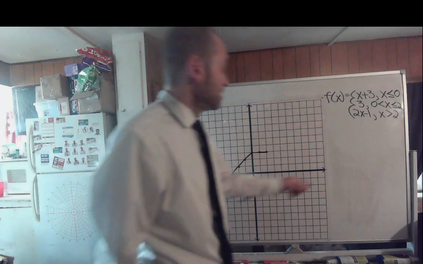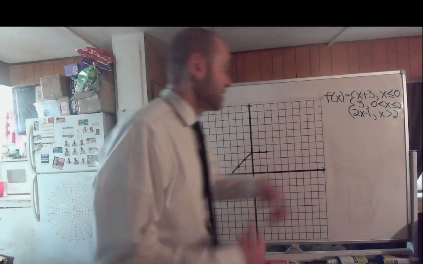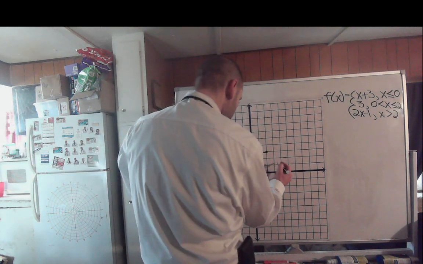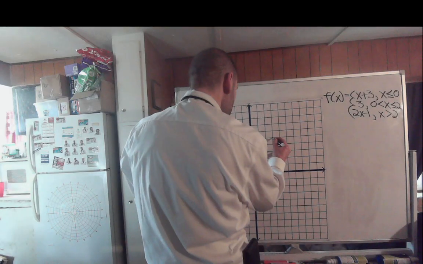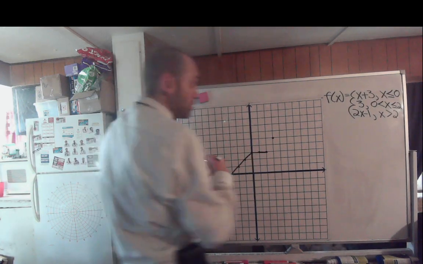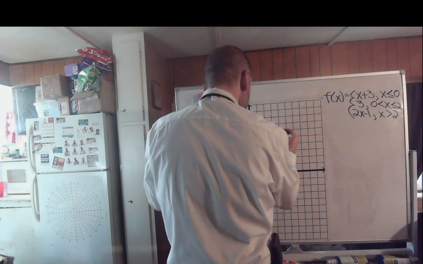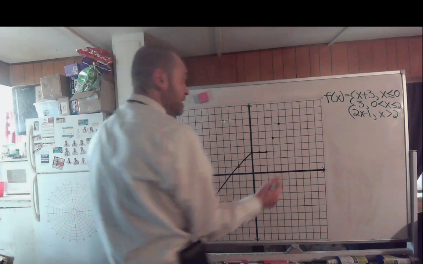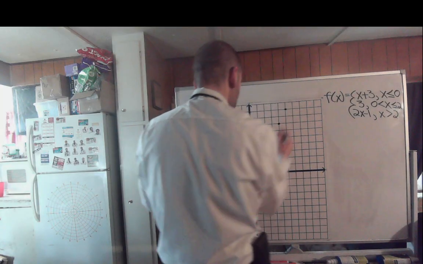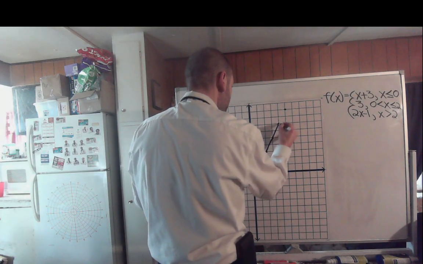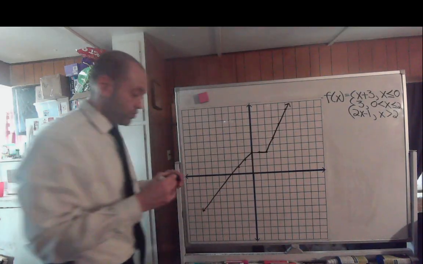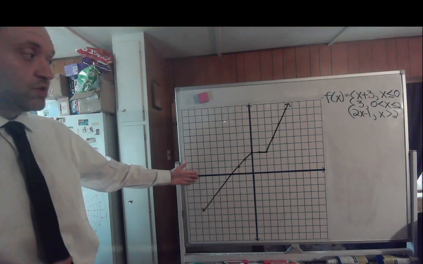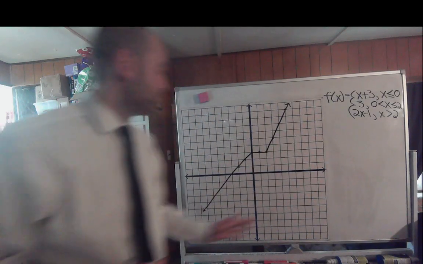Let's put in x equals 3. You would get 6 minus 1, which is 5. Let's put in 4. You would end up getting 8 minus 1, which is 7. Let's put in 5. You would end up getting 10 minus 1, which is 9. So there's your piecewise function that is graphed.